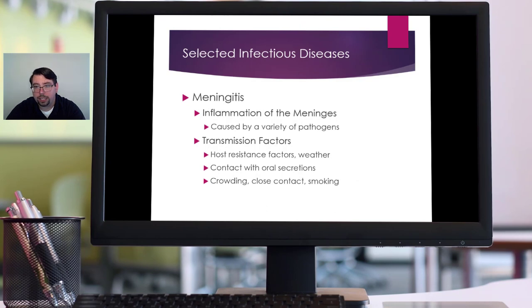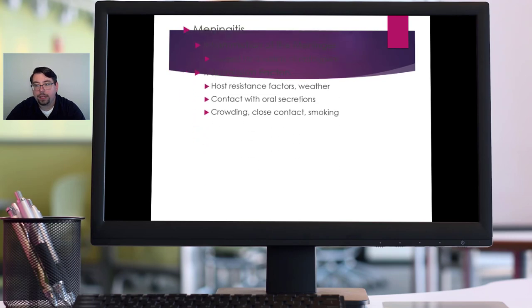Meningitis. Now, meningitis is a more serious issue that we deal with as far as an infectious disease. It's very common for us to see in the pre-hospital setting, so again, it's another one that we really need to be aware of. Meningitis is an inflammation of the meninges. Remember, those meninges are the protective structures that cover the central nervous system. That's the brain and the spinal cord. And it can be caused by a variety of pathogens. Transmission factors include things like host resistance, and then even, believe it or not, weather. There are certain viruses that like to come out in certain conditions. Contact with any type of oral secretions, crowding or close contact, or even smoking can lead to infections with meningitis.